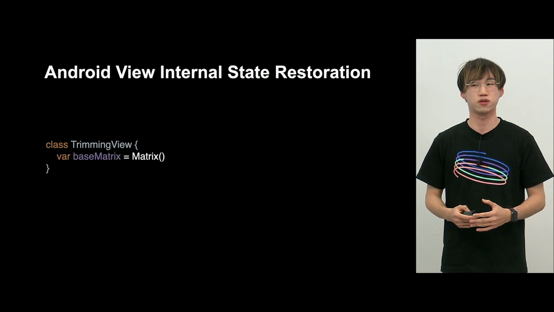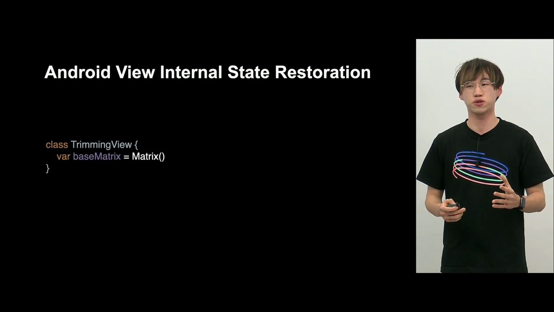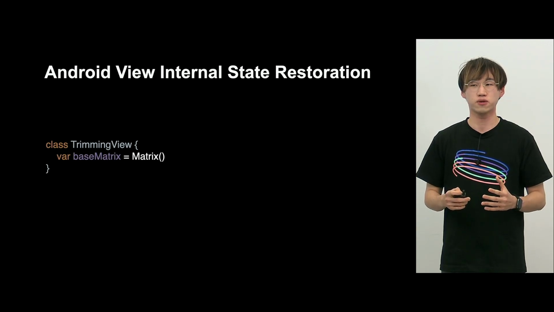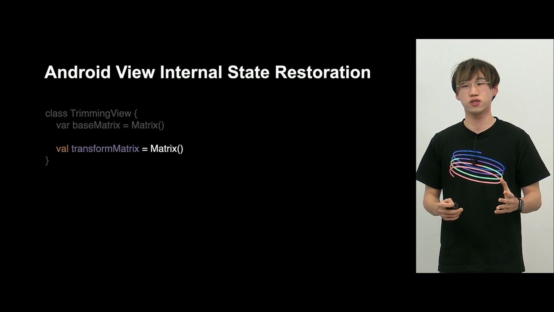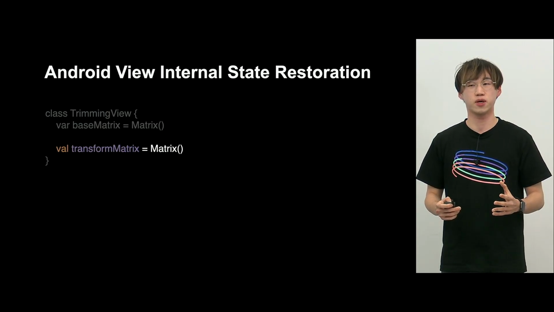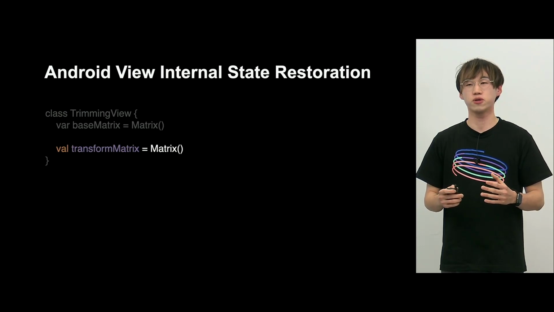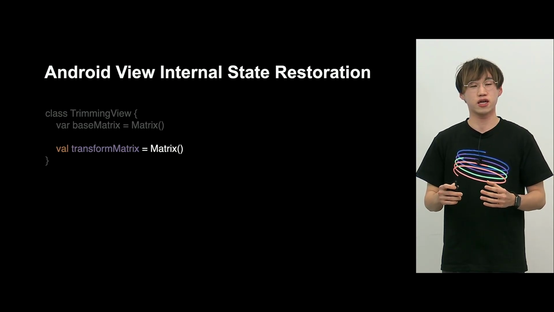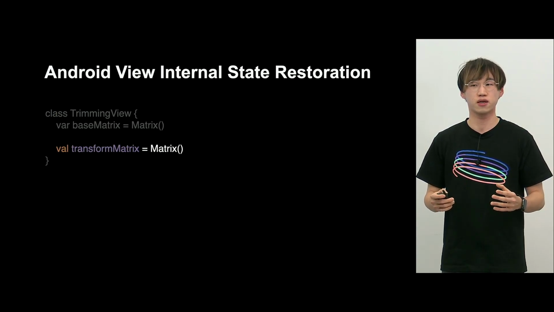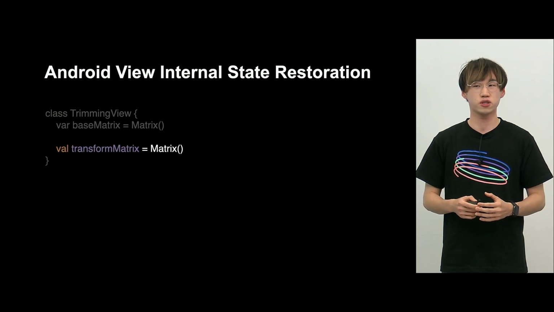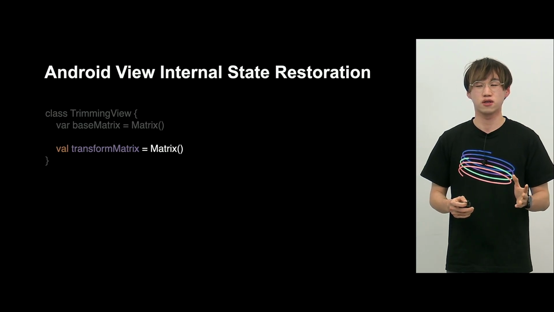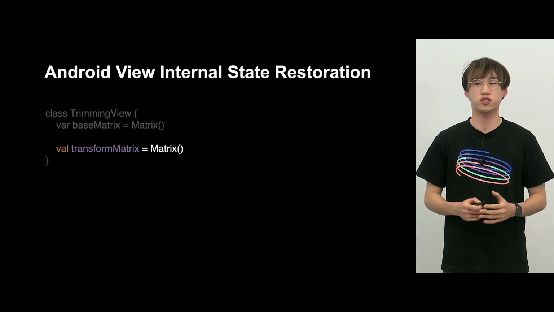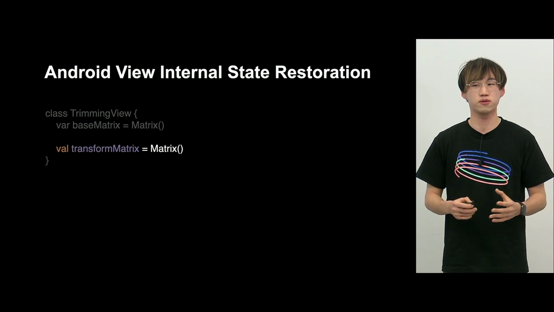Let's take a look at the TrimmingView mentioned earlier. Base matrix is an internal state to maintain the matrix of the initial display of the image. There is another matrix for storing transformations such as image translation, rotation, etc., which is also an internal state of the view. However, when this is used within a composed view, if the composed view is destroyed, the internal state is also lost.